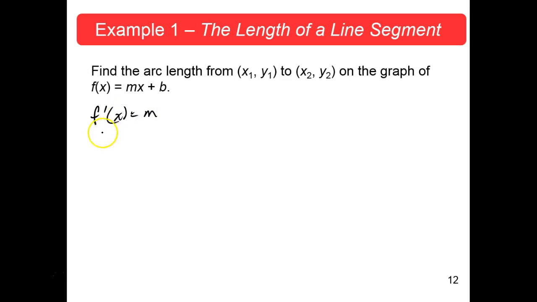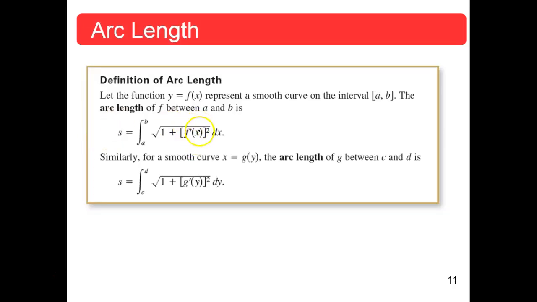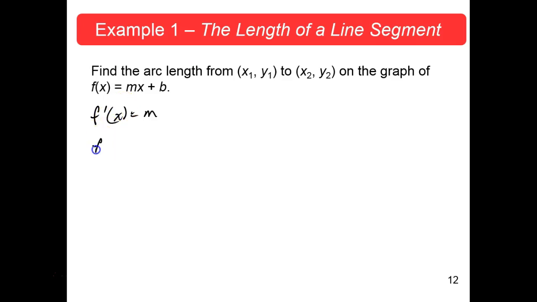And then what do we do to it? Square it. Okay, you square it. So f prime of x squared would then be m squared, right? Now, you do what? Add 1 to it. All right. So then you do 1 plus f prime of x squared, and you get 1 plus m squared.